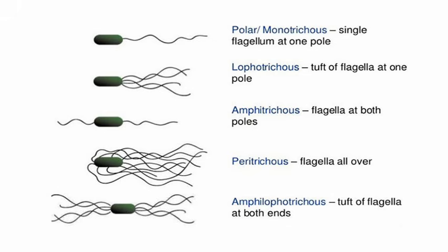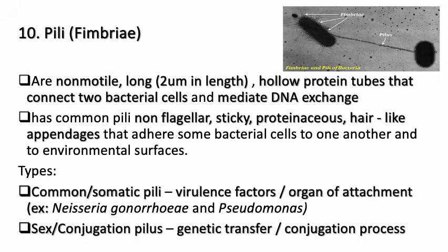When flagella sprout from all sides of the bacterial cell, it is classified as peritrichous. Most motile gram-negative bacilli contain peritrichous flagella. Lastly, when tufts of flagella are present on both ends of the bacterial cell, it is called amphilophotrichous. Now, the last cell appendage is your pili or fimbriae.